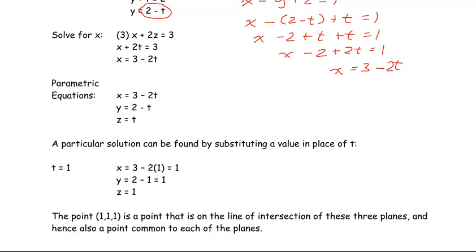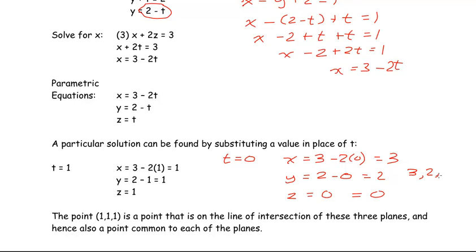If I instead, let's say, did 0, just to demonstrate another point, then x would be 3 minus 2 times 0. Actually, you can see this one without even doing the math. 2 minus 0, well, not y, z. Erase that. z equals 0. So this would be 3, this would be 2, this would be 0, so that would be the point 3, 2, 0. Which if you look at the line's equation, 3, 2, and there's no number here, so this is like 0 plus t here, so 3, 2, 0 is a point on that line. So the point 1, 1, 1 or 3, 2, 0 are points that are on that line of intersection of these three planes. Okay, so it's a common point to all the planes.